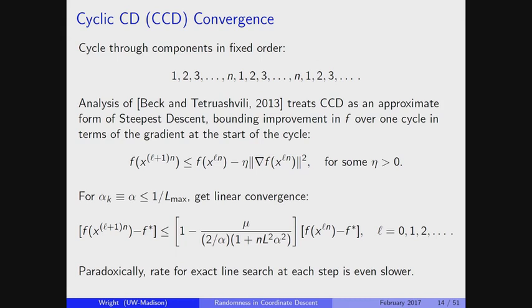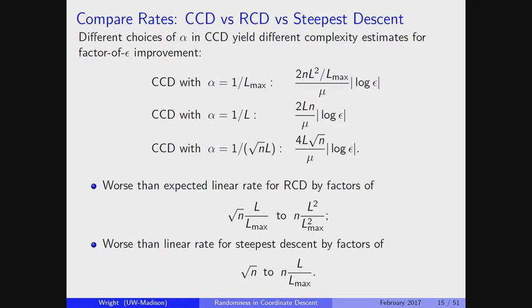So you get about this factor of decrease in the non-optimality. Pretty ugly expression. It depends on your choice of step length, and they assume the step length is a constant, alpha, and you recognize mu and L and so on. Paradoxically, if you do an exact line search, the rates get even worse, okay? So this was for fixed step lengths. So let's plug in some values of alpha and see what happens to that rate and how it compares, say, with random coordinate descent and steepest descent.